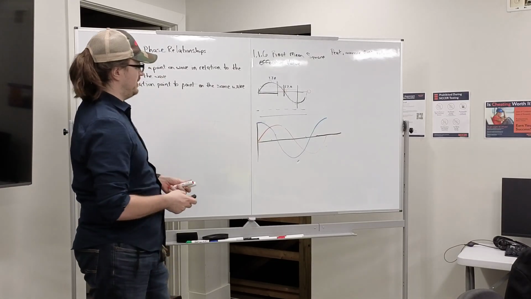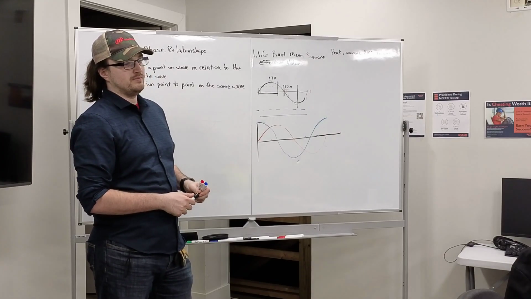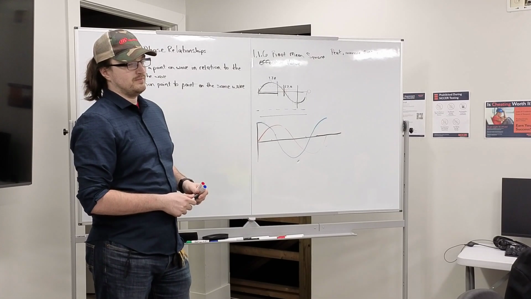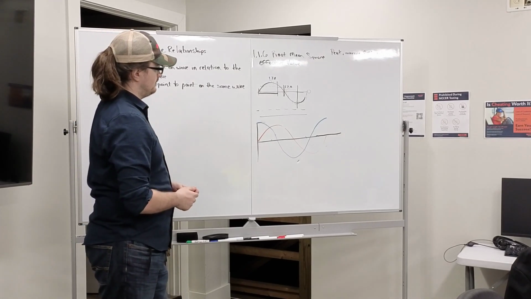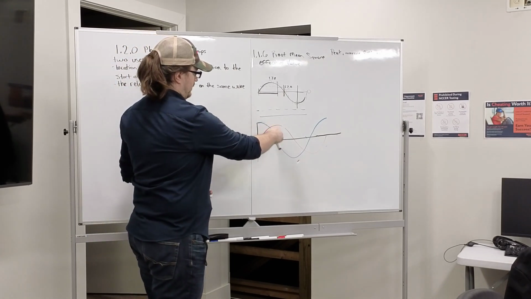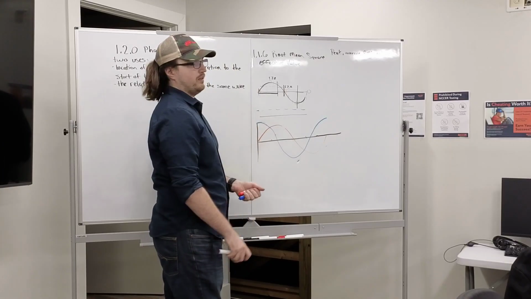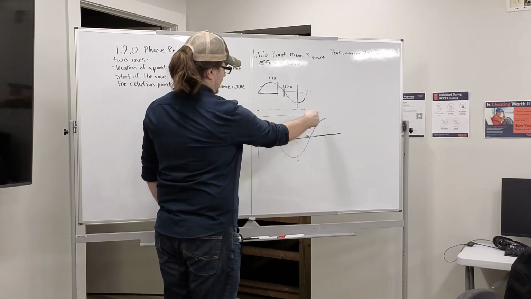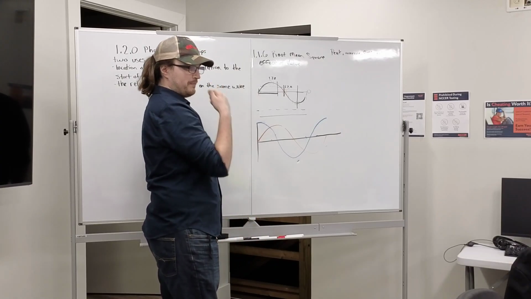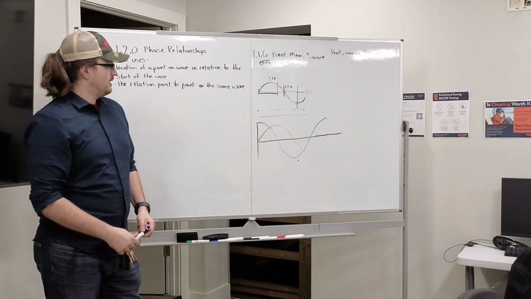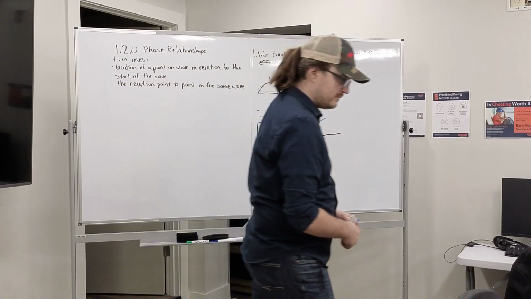So why does blue lead? Because it reaches 90 degrees first. Or it's farther along in its cycle at 90 degrees than the other. No, these are happening at the same time. Well, one is going to be voltage and one is going to be current. They happen at the same time. Well, yeah, but in each of those wave cycles, like the actual period or whatever.